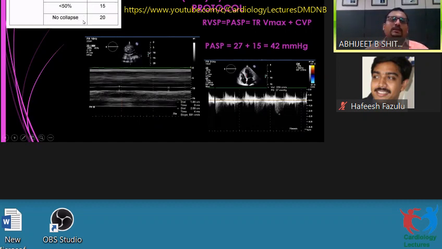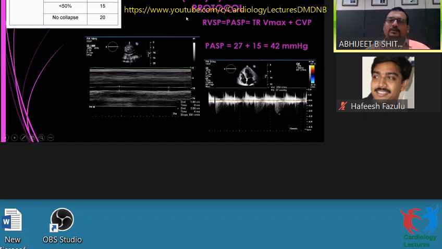And if there is a dense distended IVC and there is no collapse with respiration, inspiration, then the RA pressures are usually in the range of 18 to 20 millimeters of mercury. So these are estimations of the volume status and PA pressures.